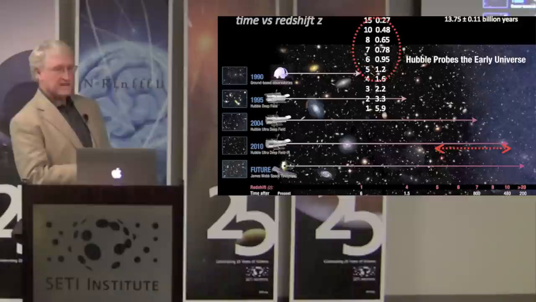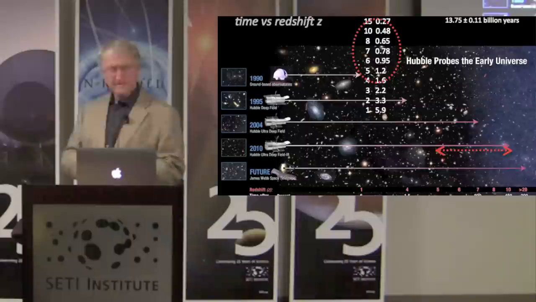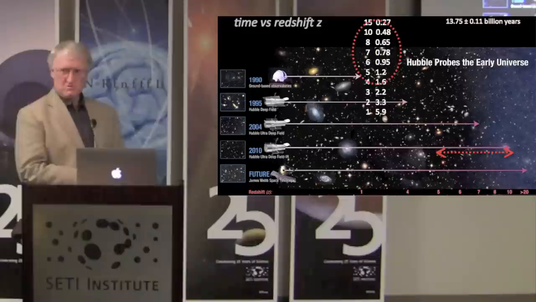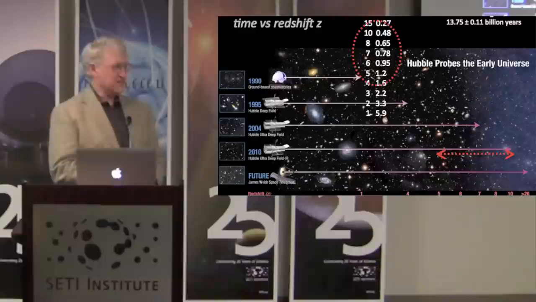James Webb will push out into an incredibly important era when the first galaxies were forming. This looks like a small change, but trust me, this is really tough. To go from here to here requires a cryogenically cooled, extremely large telescope, very challenging technically, and going to be tough, long observations to do this.